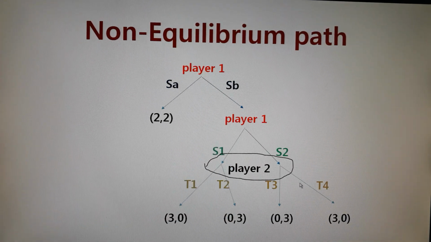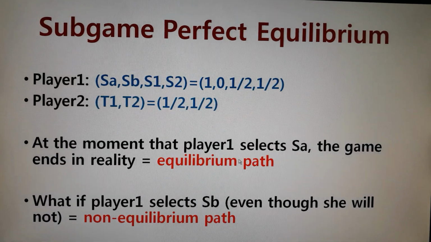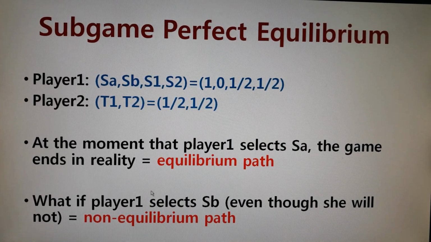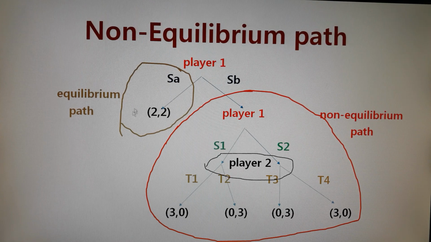If you look at this, or look at this, this we call non-equilibrium path. Okay? Equilibrium path is where the play is really happening in real time. So SA. In this game, player 1 chooses SA and the game ends. So we can observe this. That is the equilibrium path. In equilibrium, what can we see? SA, period. So we call that the equilibrium path.